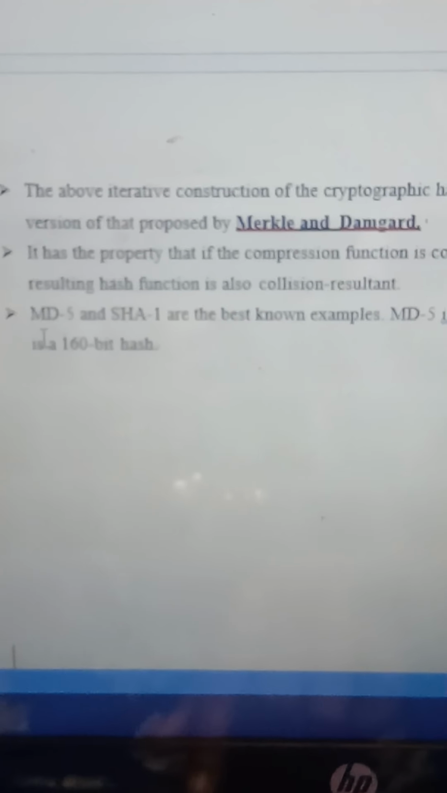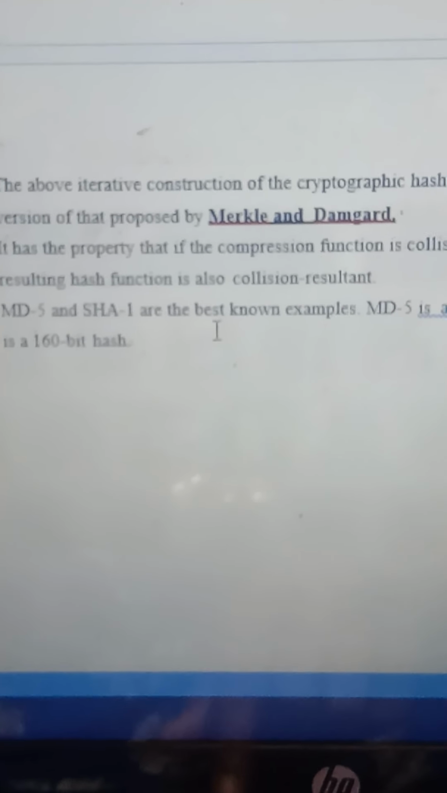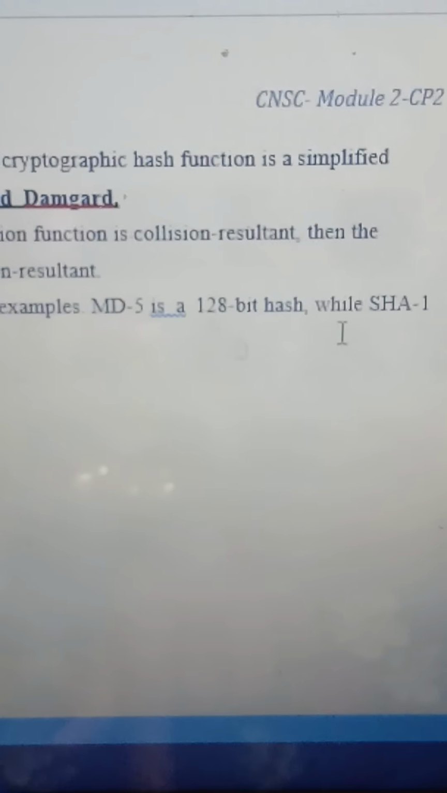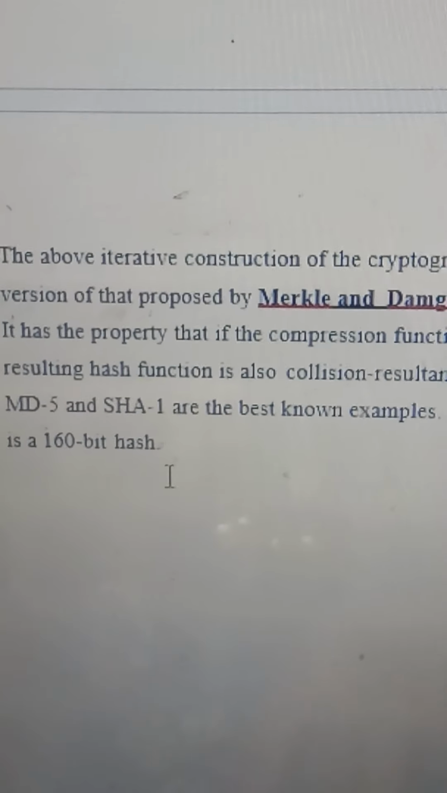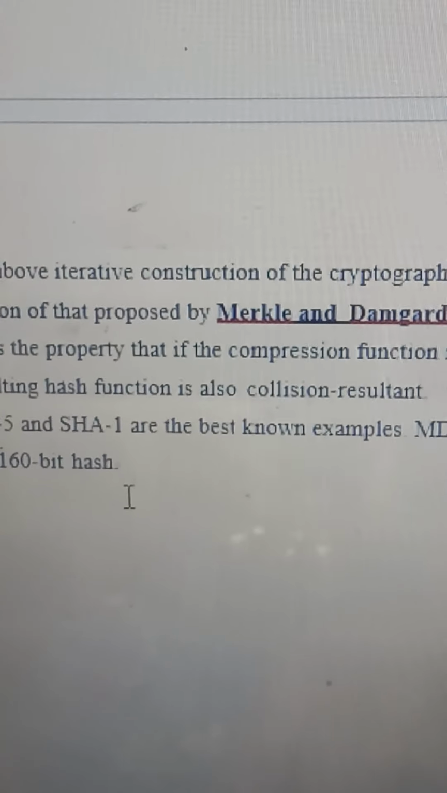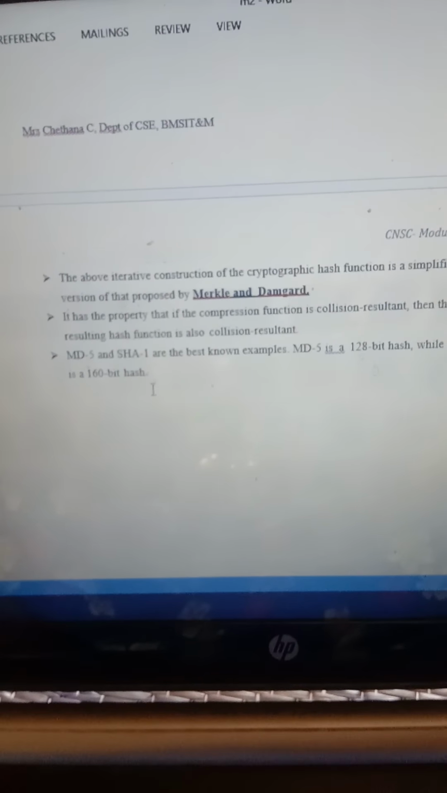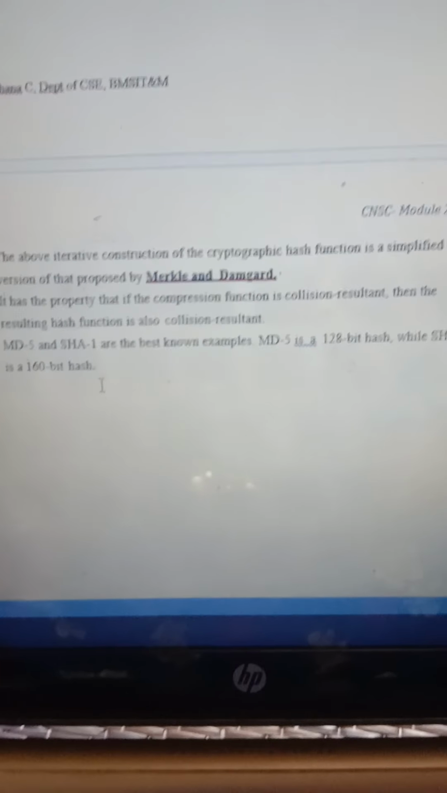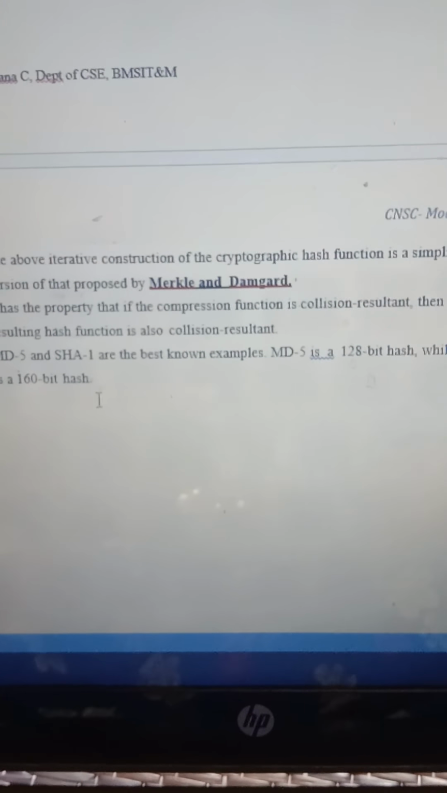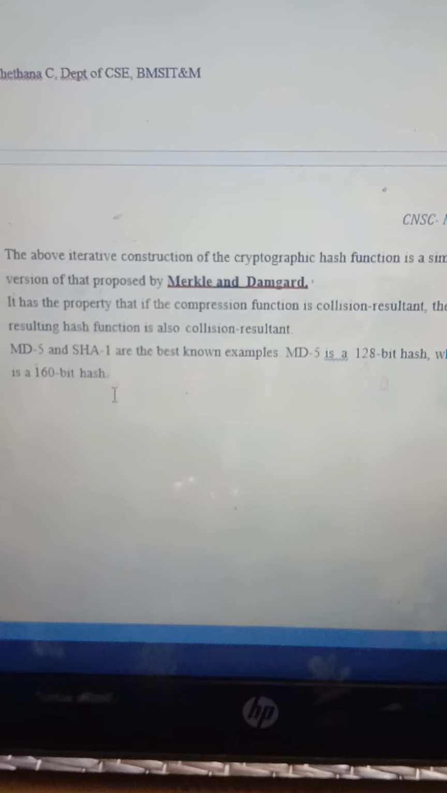The frequently used algorithms which make use of this concept, MD5 and SHA1, are the best known examples, where MD5 is a 128-bit hash while SHA1 is a 160-bit hash. So this is the concept of the iterative cryptographic hash function.